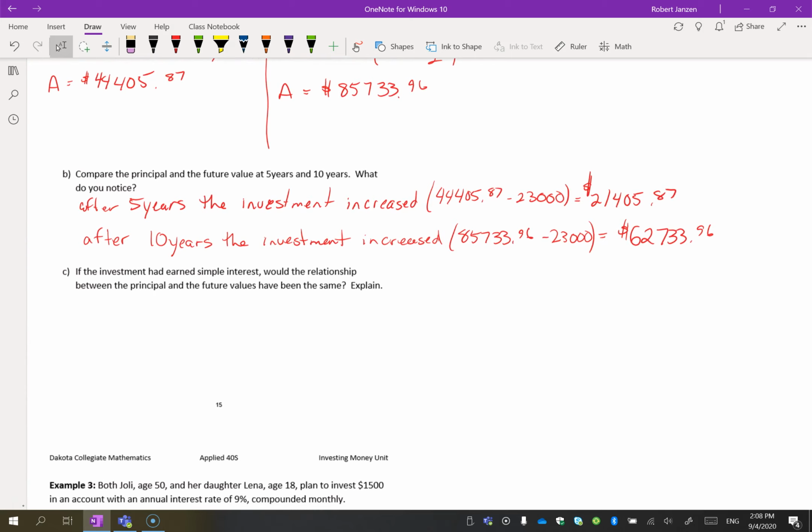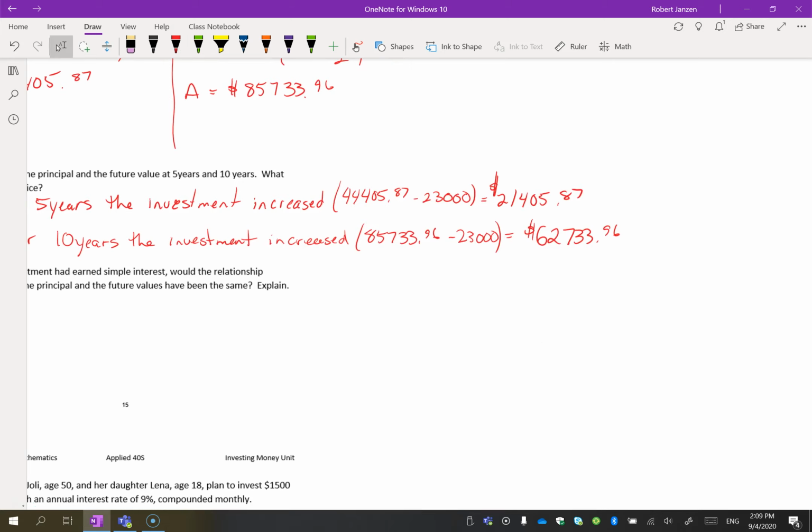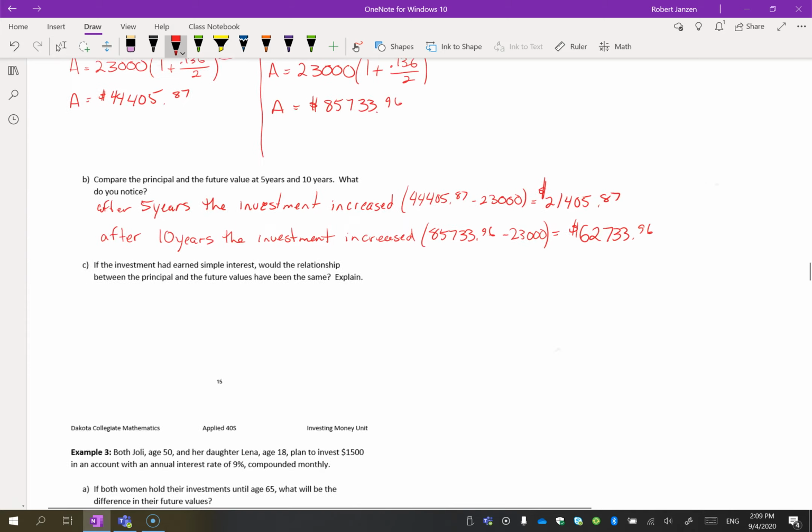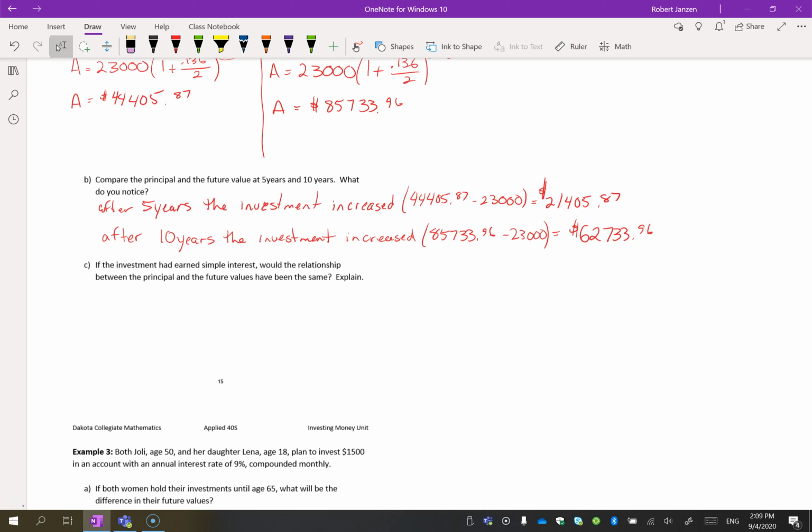What do you notice there? Okay, well, in the first 5 years, it increased $21,000. In the next 5 years, it's increased much more than another $21,000. This is the beauty of compound interest. As you accumulate money, you get more and more interest. So you can see here in 10 years it went up $62,000, in 5 years $21,000. It's going up much faster as you get the investment in longer and longer.